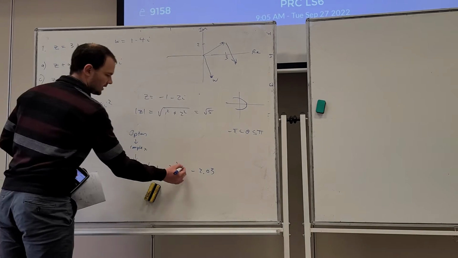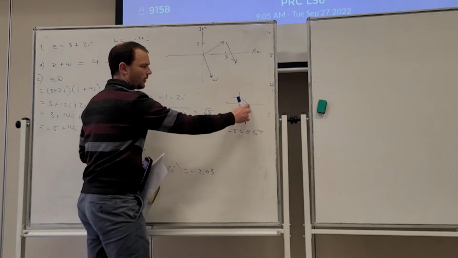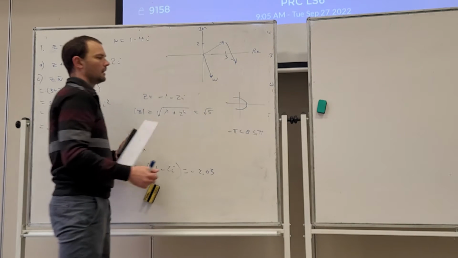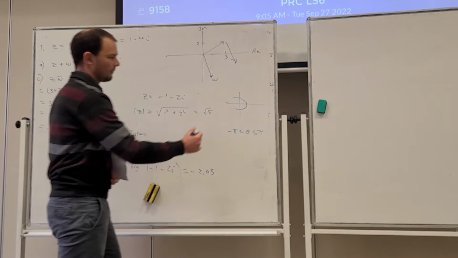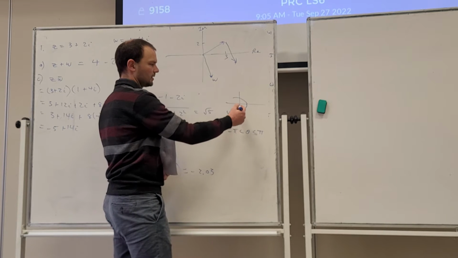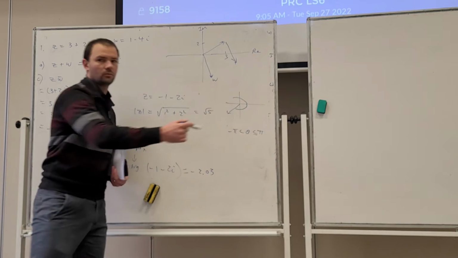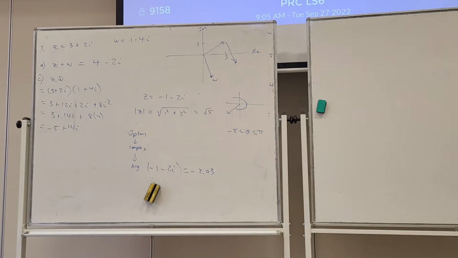Minus 2.03. So what does that mean? We've gone 2.03 radians clockwise. And we expect the complex number to be here, right? Because it's minus 1, take 2i. Minus 1, take 2i in that direction.